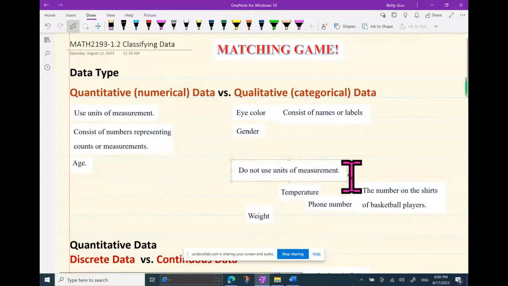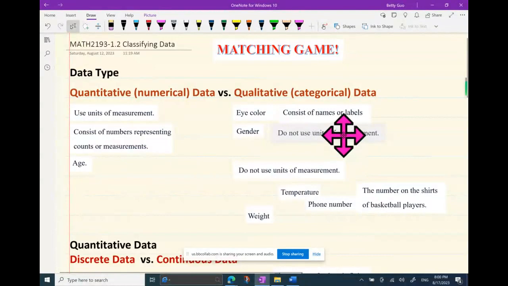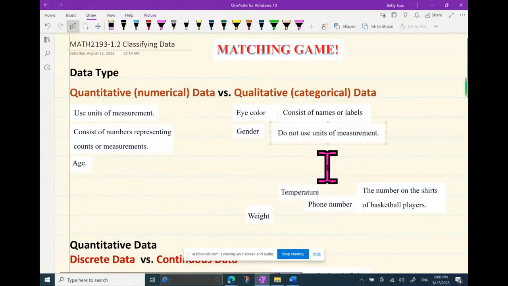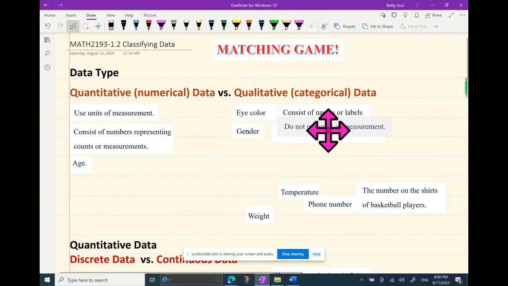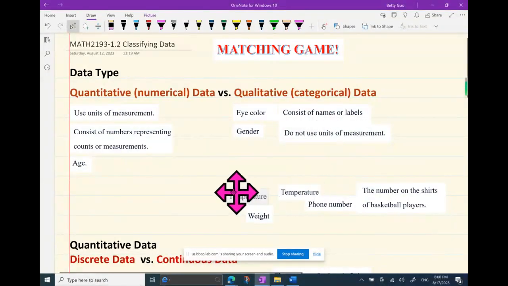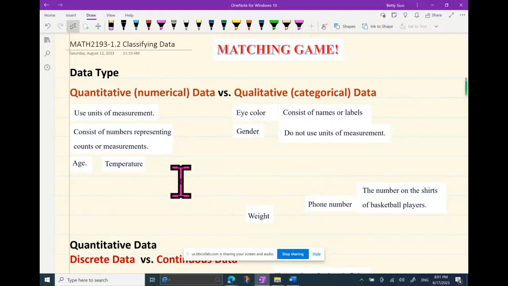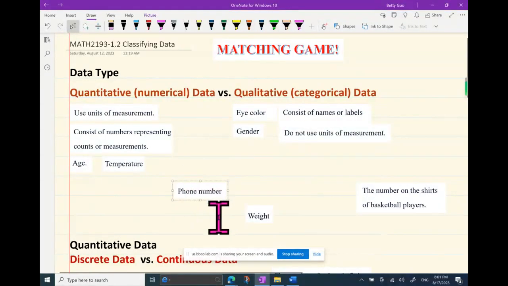Which one does not use units of measurement? Qualitative. It does not have to use units of measurement, because it's not used to measure things. And this one, temperature. Temperature is a measurement, right? Also, you have to specify whether the temperature, the number 70, is in Fahrenheit or Celsius. In Fahrenheit it is a comfortable temperature, but at 70 Celsius you can boil an egg. It's different.